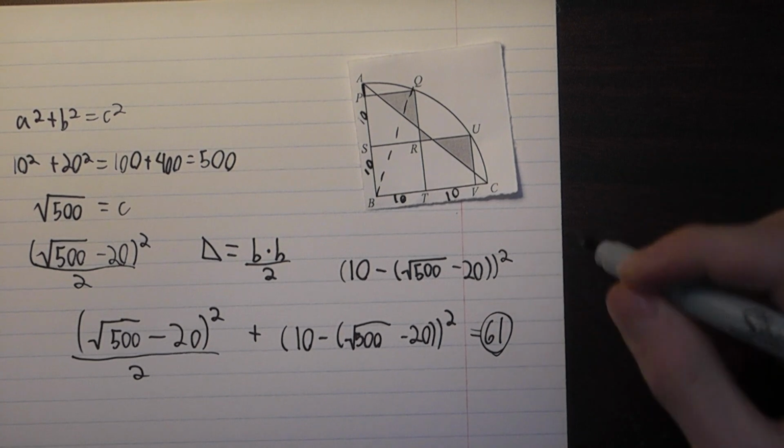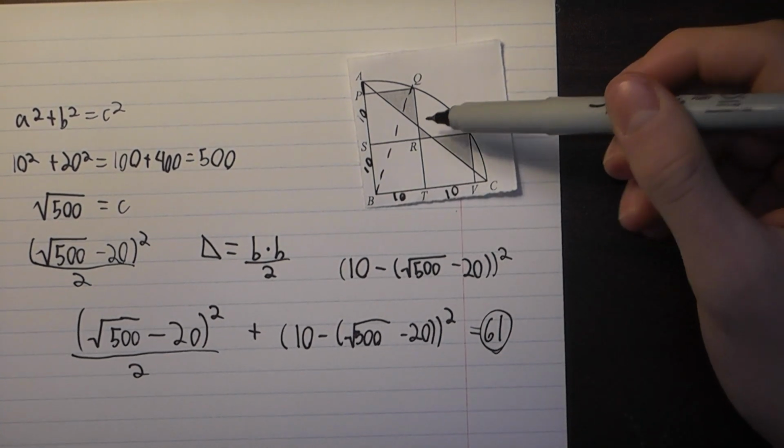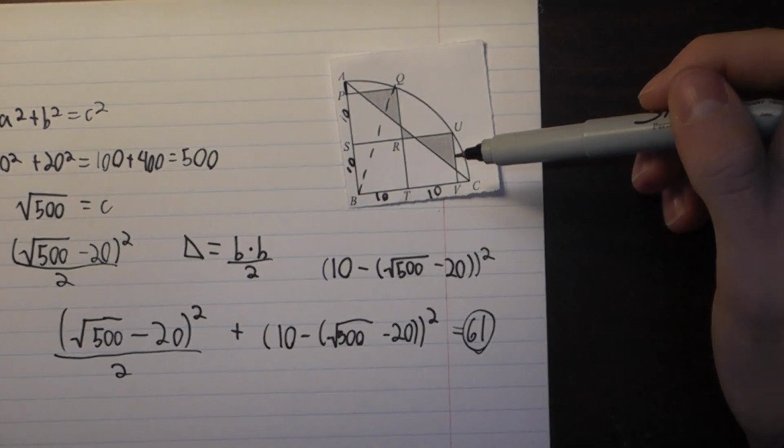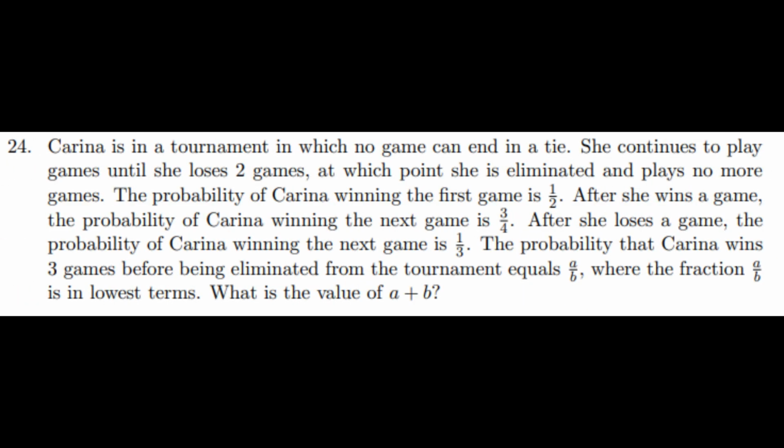So 61 is the approximate value of all the area of all the shaded regions, and that's our answer. Now on to question 24.